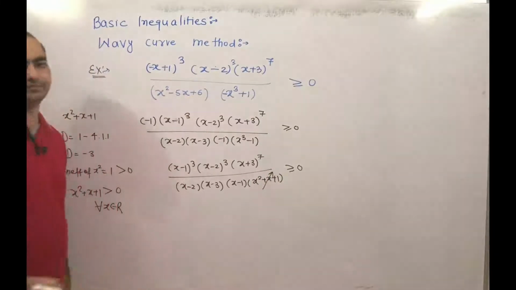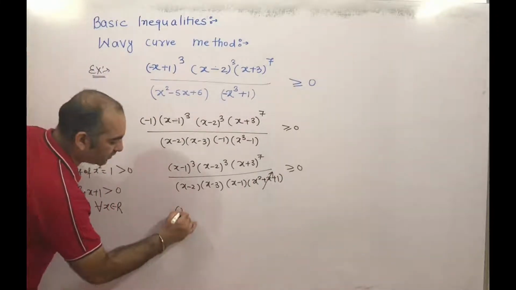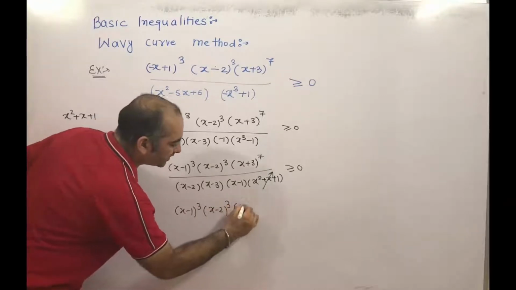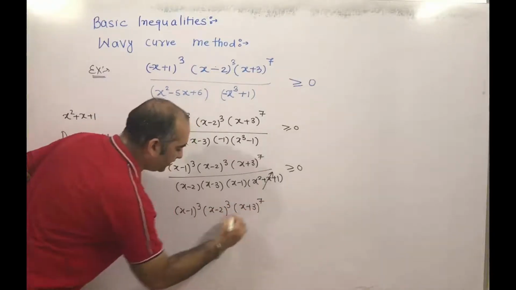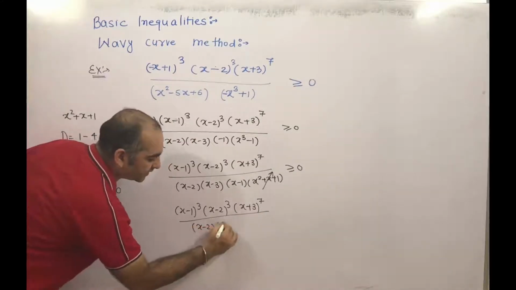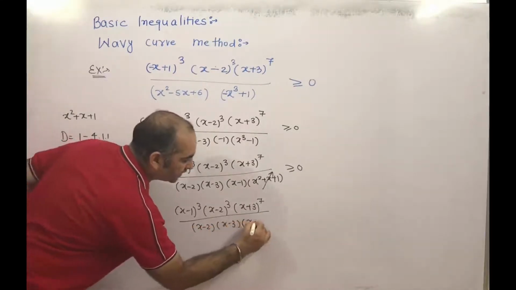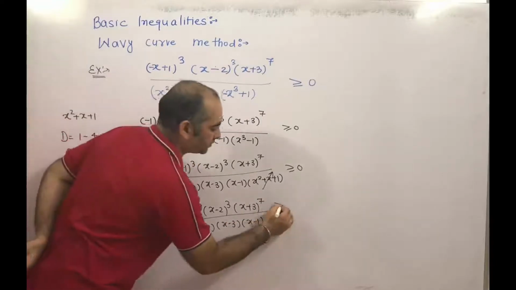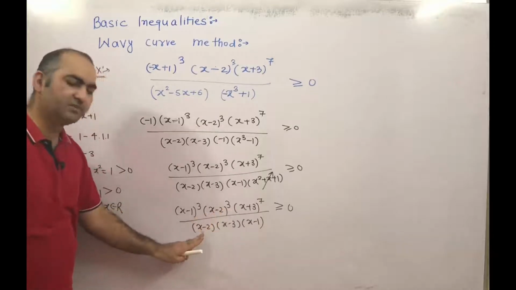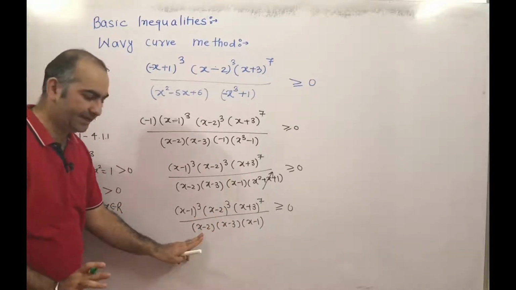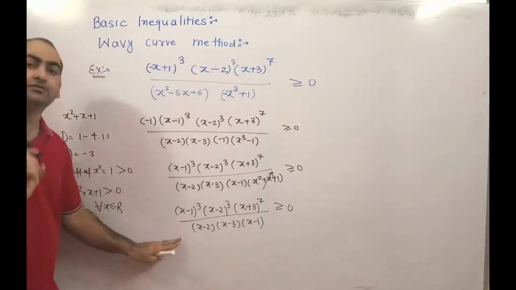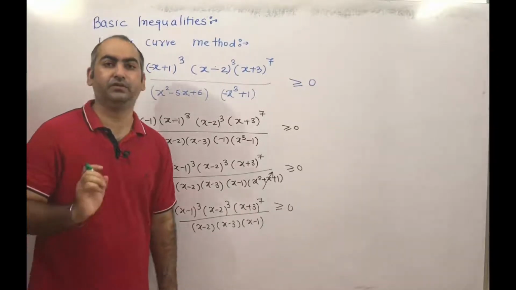We can remove this one. So what will come here? (x - 1)^3 (x - 2)^3 (x + 3)^7 divided by (x - 2)(x - 3)(x - 1). This will come greater than or equal to 0. See here you can see that (x - 2)^3 is there and it is divided by (x - 2). So don't cancel directly. First we have to write critical points. So before cancelling we have to write critical points.